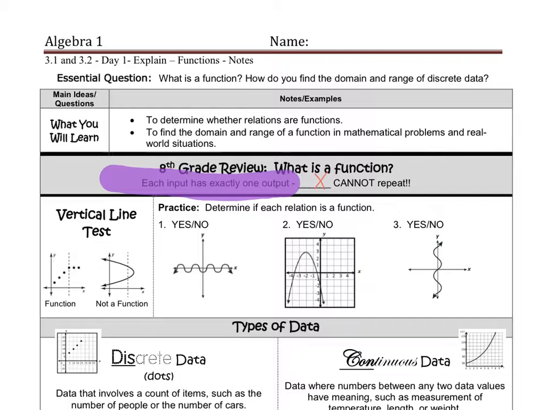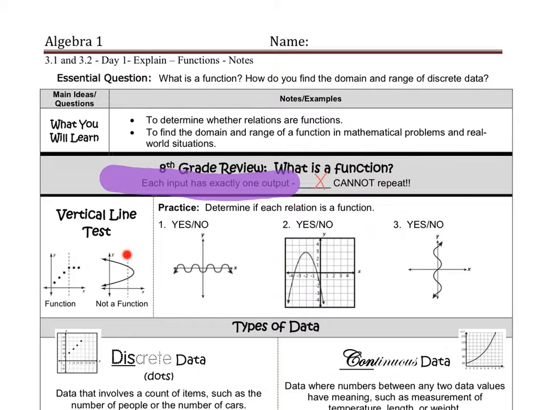Not as easy to see that way if you're working with a graph. So if you're working with a graph, then we use the vertical line test. The vertical line test is pretty cool. You just take your pencil or a ruler and you take it vertically, which is straight up and down, along your graph. If you never touch more than one point at a time, you know that you've got a function. You've passed the vertical line test.